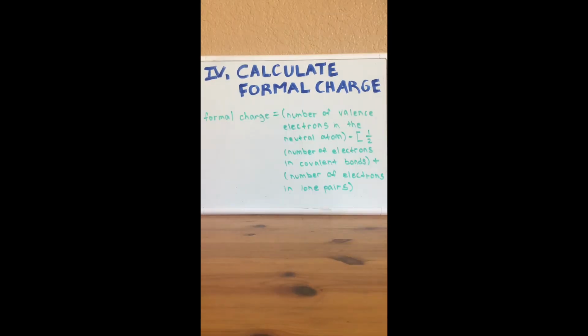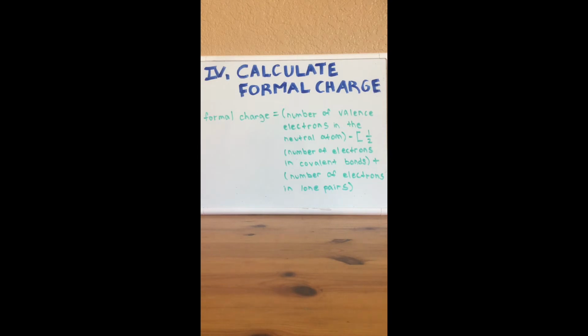I think it is easier to conceptualize formal charge if the equation is rewritten as formal charge is equal to the number of valence electrons in the neutral atom minus both half the number of electrons in covalent bonds and the number of electrons in lone pairs, to reinforce that the number of valence electrons around the atom in the molecule is being compared with and ultimately subtracted from the number of valence electrons in the neutral atom.